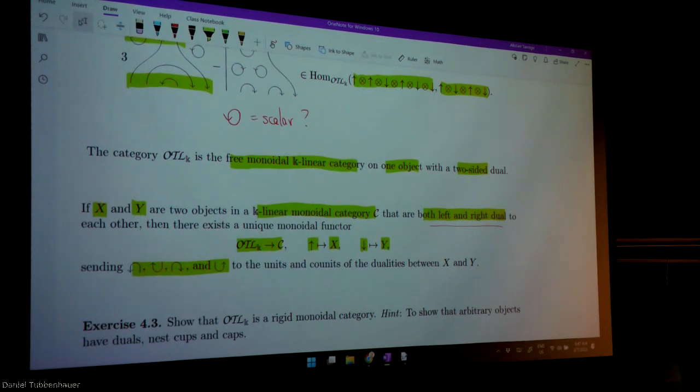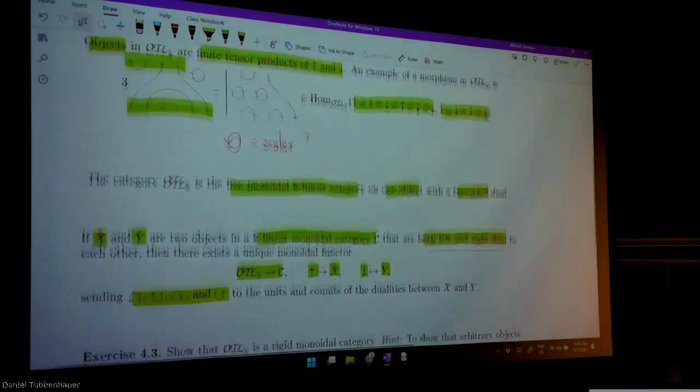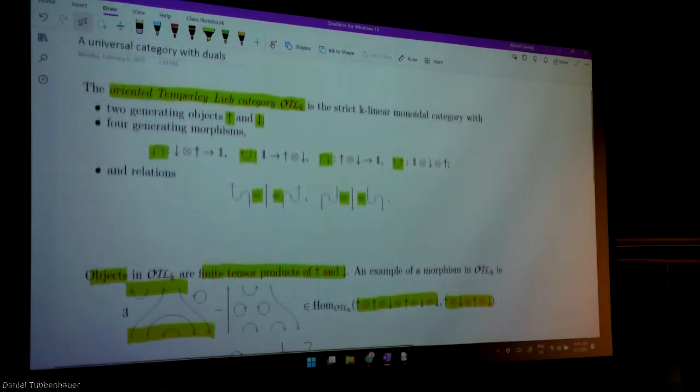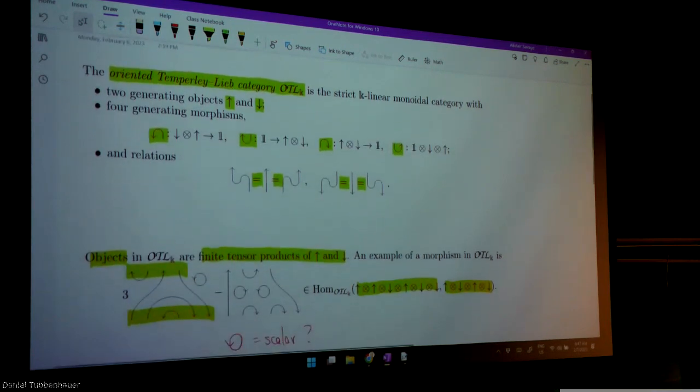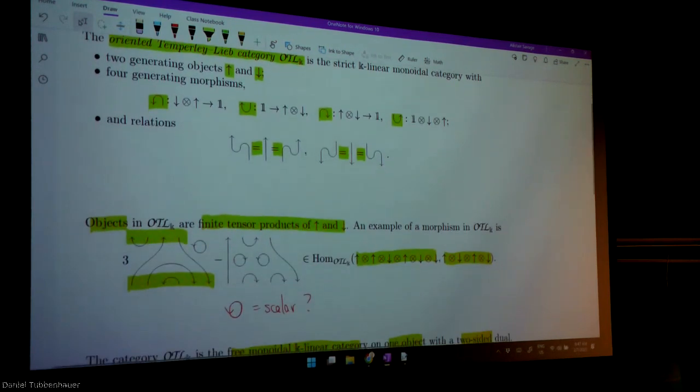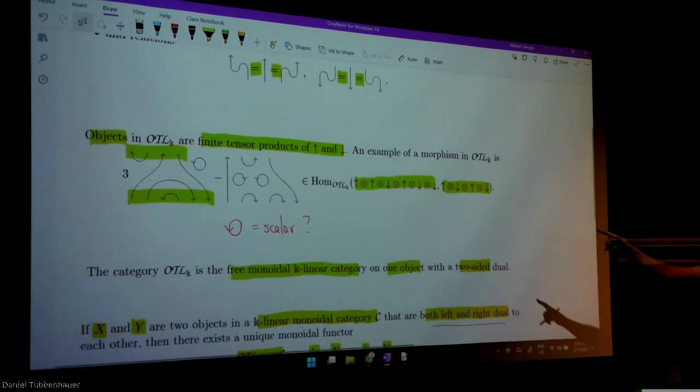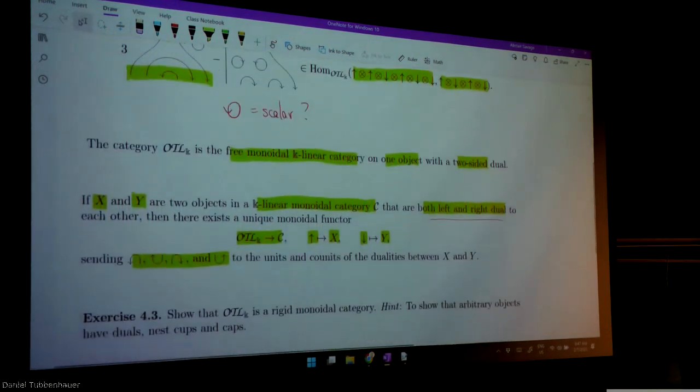Yes. Is there an unoriented version without the arrows? So yeah, I'll define that one. The temporally lead category without the word oriented is just your strands are unoriented, but the pictures look identical. In fact, for the pictures I'm going to draw, I just copied the sticks and removed all the arrows. It's the same thing. Other questions?